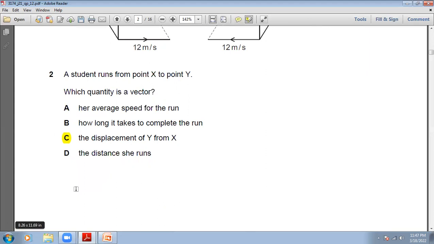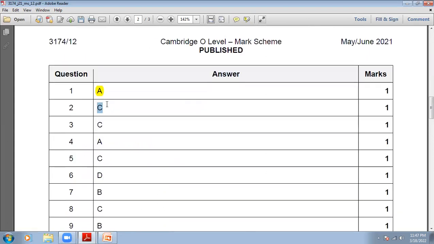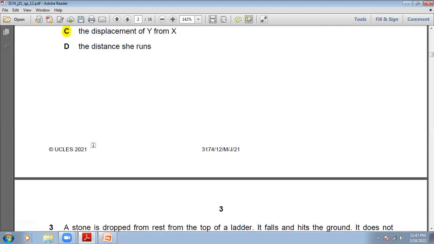The distance she runs: distance is a scalar quantity. So their question was which one is the vector quantity. So I think C is the right choice. Question number 2, C is the right choice. Okay. So let's move to the next part.